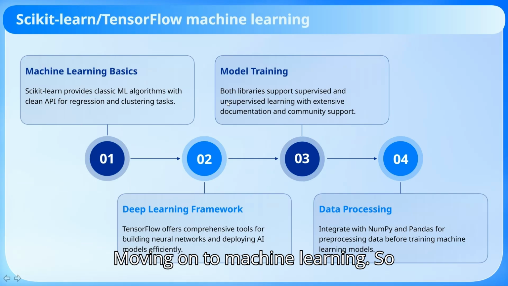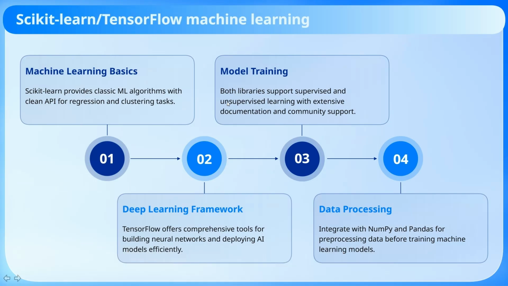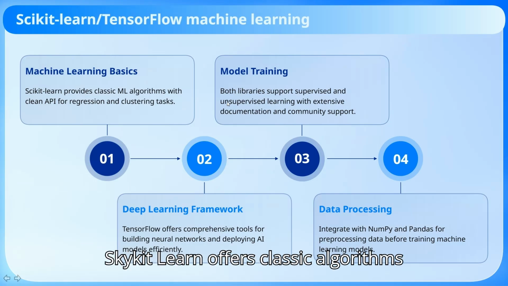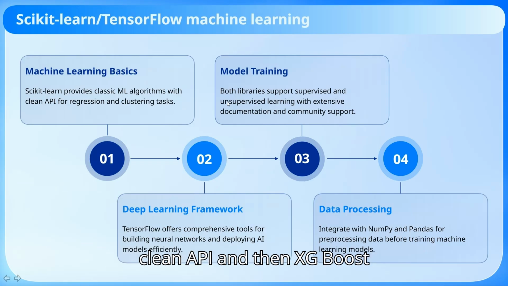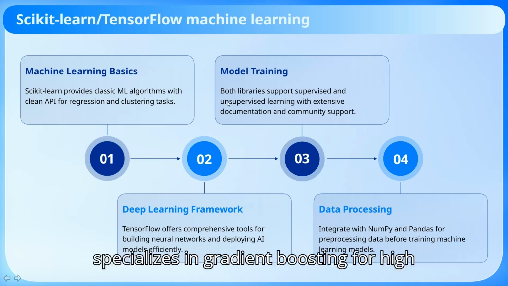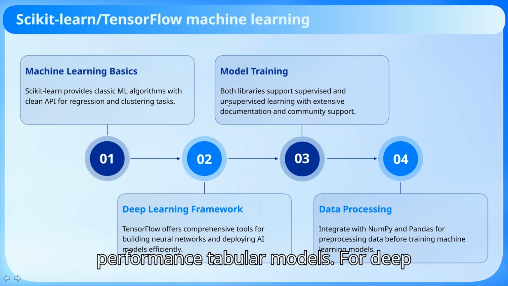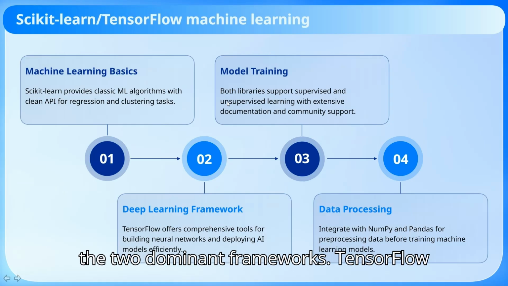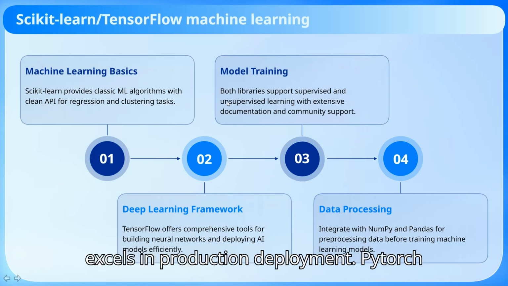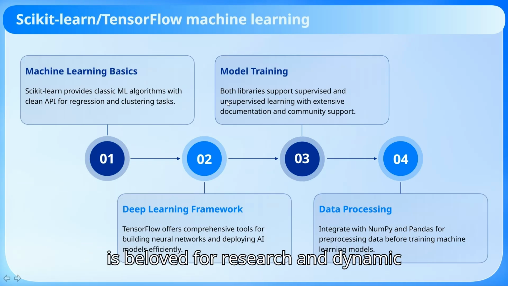Moving on to machine learning. Scikit-learn offers classic algorithms like regression, clustering, and trees with a clean API, and XGBoost specializes in gradient boosting for high performance tabular models. For deep learning frameworks, you can use TensorFlow and PyTorch because these are the two dominant frameworks. TensorFlow excels in production deployment. PyTorch is beloved for research and dynamic graphs.